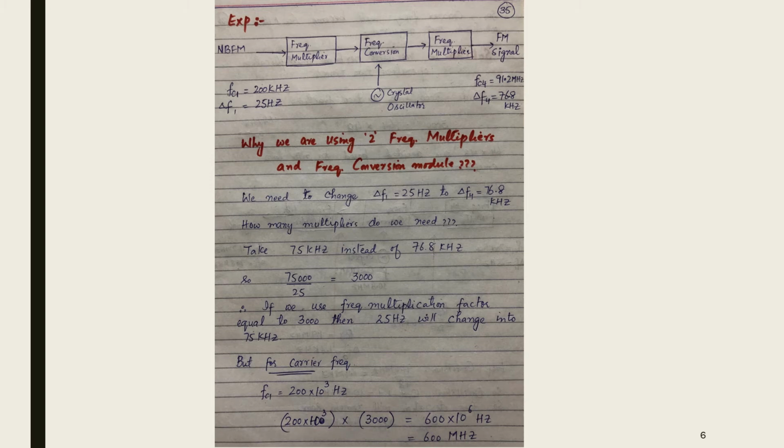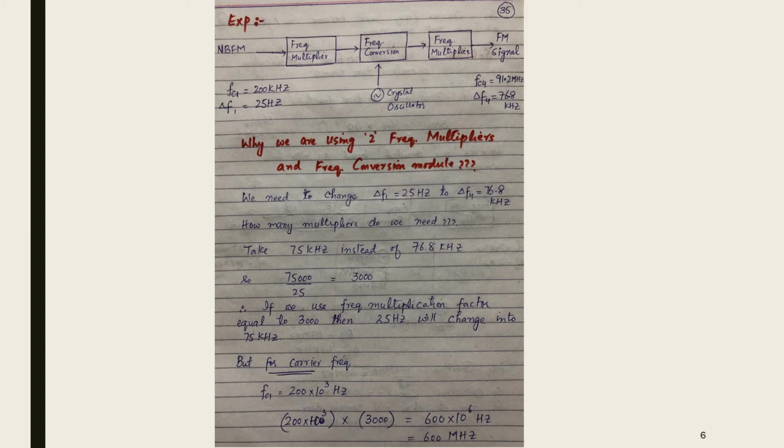So the first question that arises here is why we are using two frequency multipliers and a frequency conversion module. I mean, why is there a need to use two frequency multipliers? Why are we not using one frequency multiplier, and what is the use of this frequency conversion?